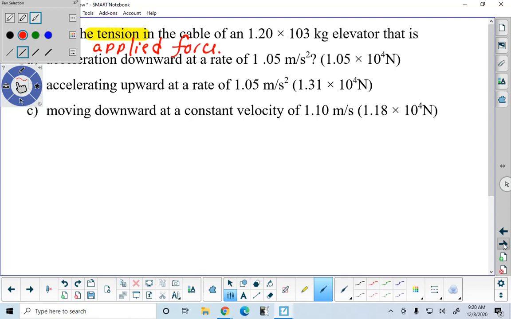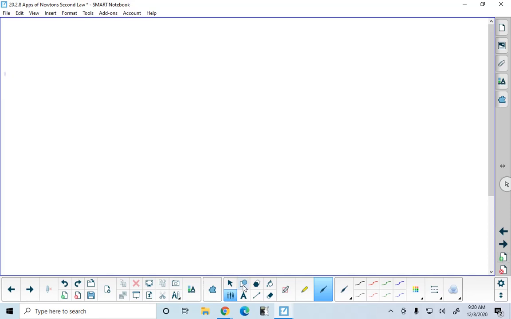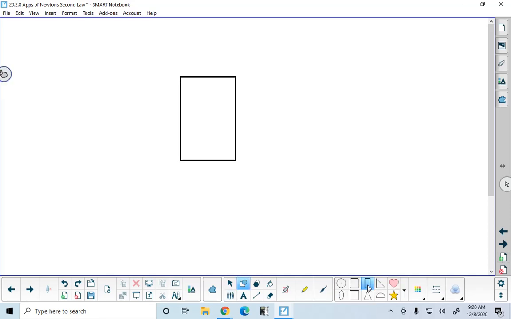Now, if the elevator is accelerating downward at a particular rate of acceleration, then what that means is that all of the forces acting on the elevator.